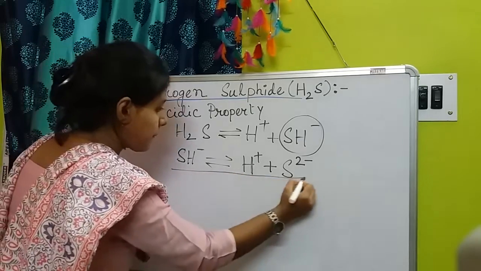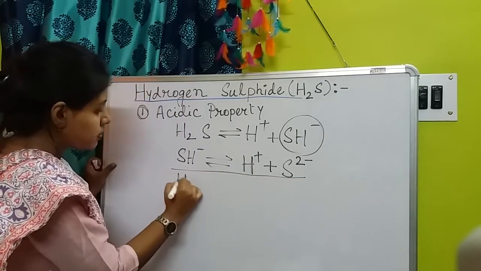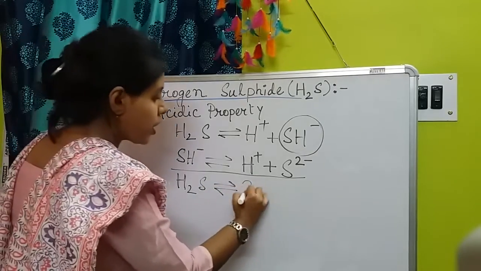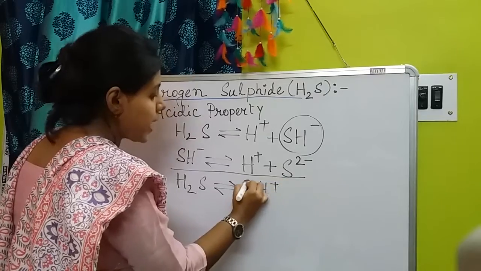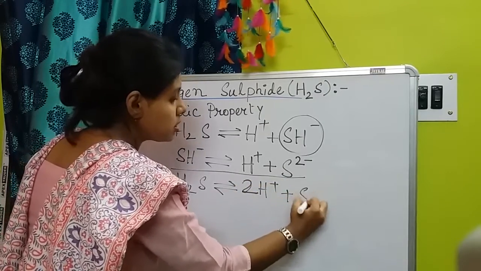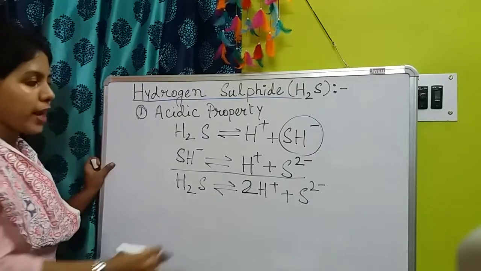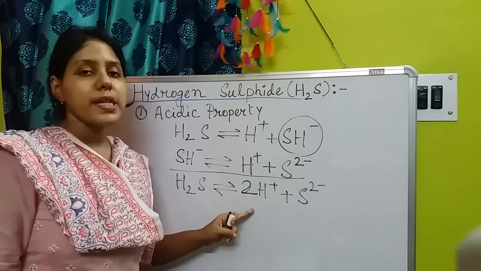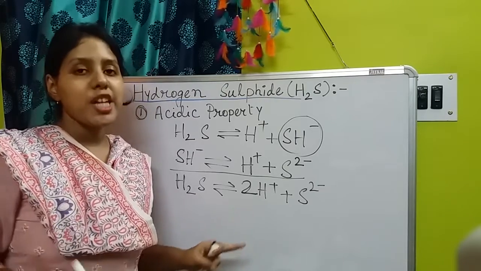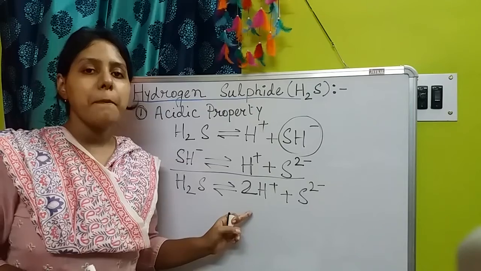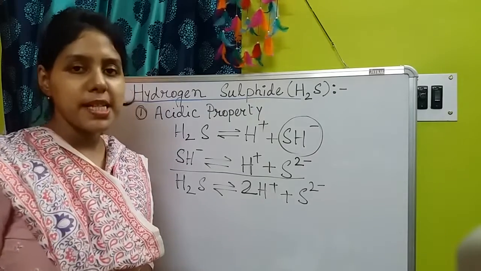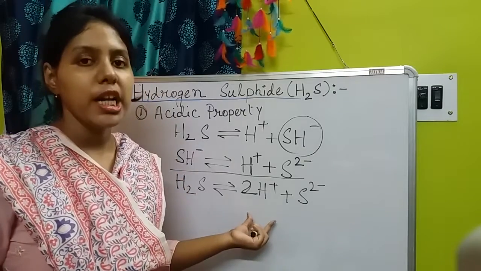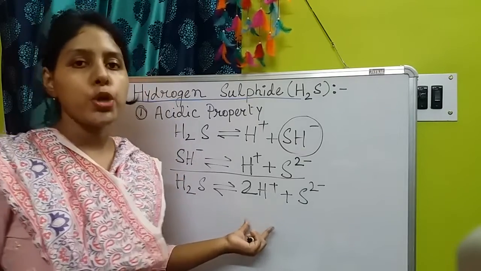So in total, H2S decomposes to make 2 H plus ions and 1 sulfide ion. That means that H2S, as it is making 2 H plus ions, is a dibasic acid. Though H2S is a mild acid, it is dibasic in nature because it contains 2 protons, or 2 H plus ions.